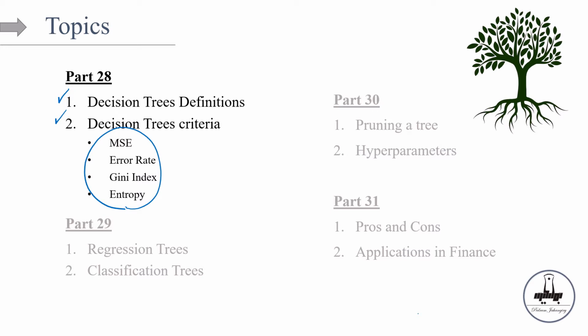For regression, we're going to use MSE, mean squared error. For classification, we're going to use some measures that we call impurity measures. We're going to discuss the details in this episode. In the next episode, we're going to go over decision tree classification and regression models. In part 30, we're going to talk about pruning a tree. Let's say we have a bushy tree and you want to start pruning it back down. We're going to cover the hyperparameters in part 30 as well. And finally, we're going to conclude our journey of decision tree models by going over pros and cons and applications in finance.